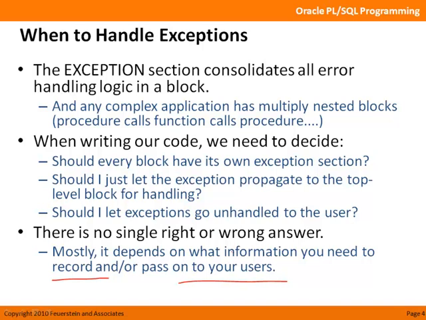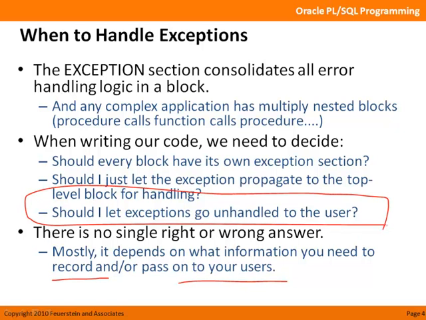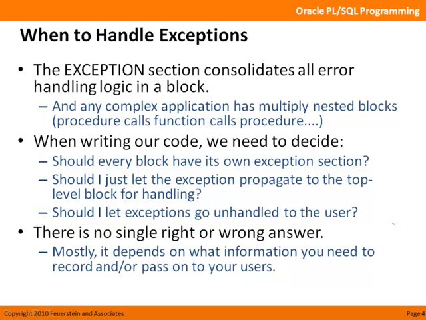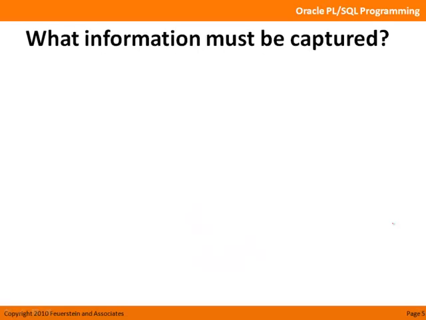Now, certainly generally I would argue that you shouldn't allow unhandled exceptions to propagate out to users. There's really no reason to allow that to happen anymore, though there was an argument for it prior to Oracle 10g. But if you're going to trap your exceptions and not let them propagate out, you still have the question of when to do it, at what level to do it. Let's take a closer look.